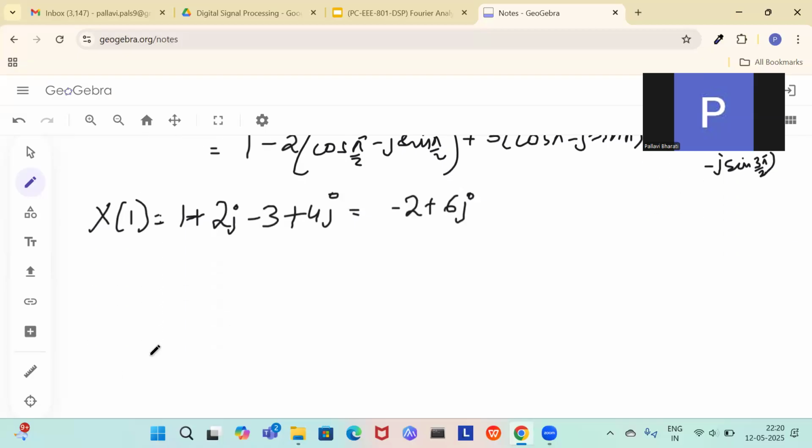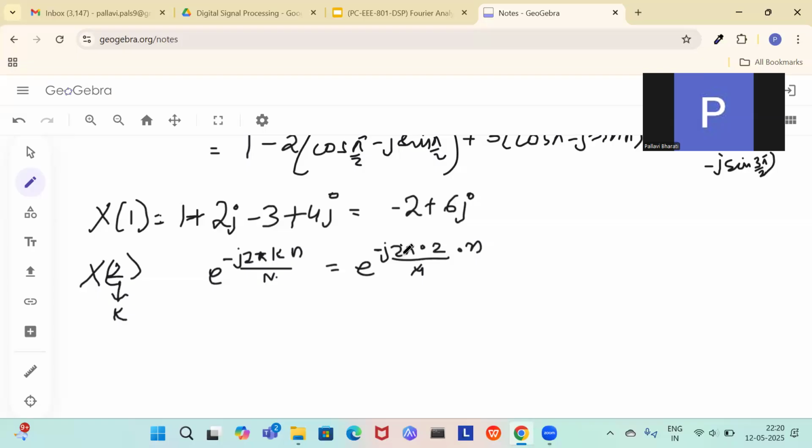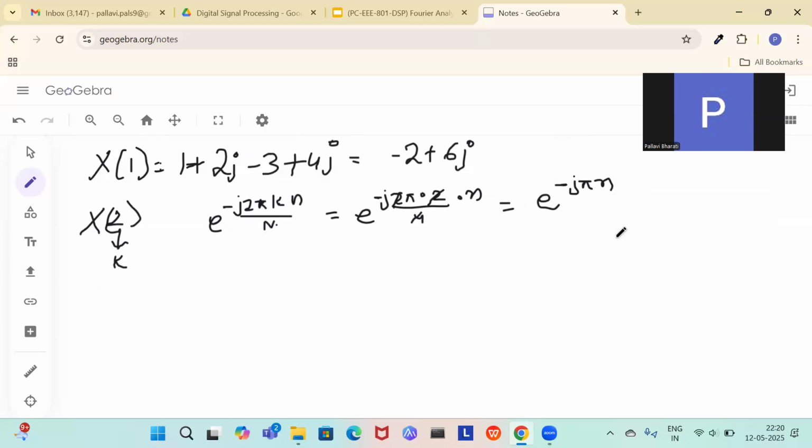We have already got x of 0. Now we'll calculate x of 2. Capital X2. So this value of 2 is for what? Is it for k or for n? It is for k. So first step, find out e to the power minus j2 pi k n by N by putting the value of k and n. So that will simplify the process there. By 4 into n. So it is simplified to e to the power minus j pi n. Now we'll start writing it.